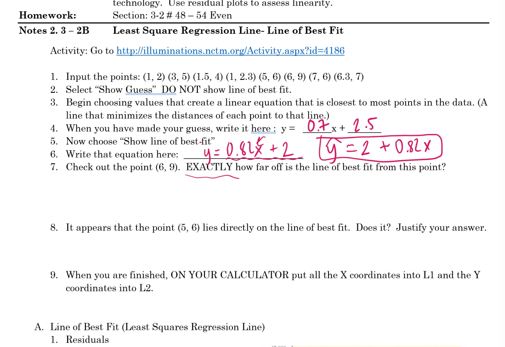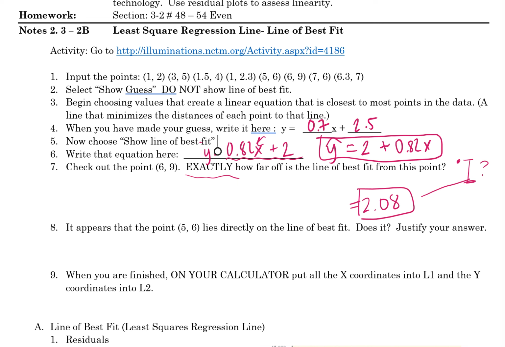Okay, so going back to your line, find the point 6,9. I want to know exactly how far off is that point from the line of best fit. And so the way that you could check that is you could kind of eyeball it. So you have the line, the points above the line, about how far is the distance from that point to the line. And I will tell you the actual distance that you should have got was 2.08.